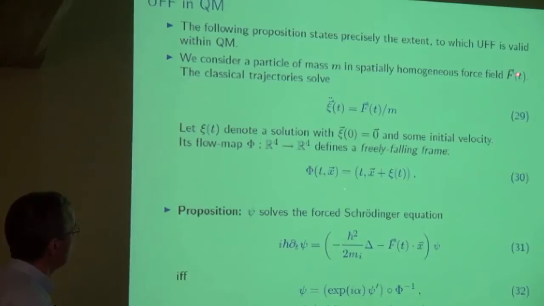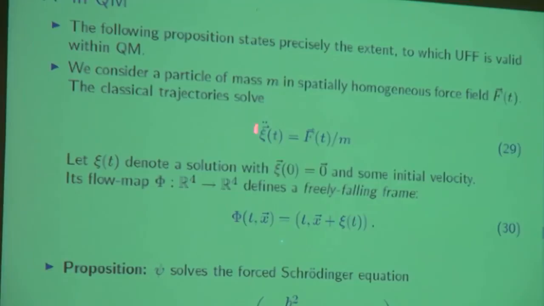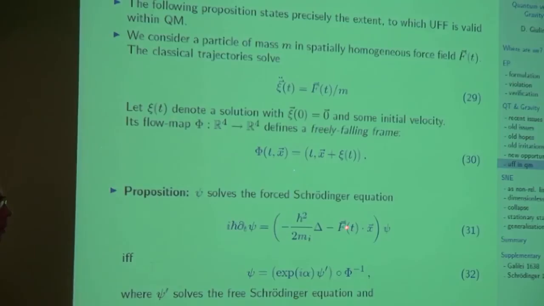So if it's a uniform force field, it only depends on time, but not on space. Then the classical trajectories are solutions to this equation. This is just Newton's equation of motion: acceleration equals force divided by mass. Now this can be solved. You can solve for the trajectories of the classical falling sort of dust, if you like. And now you can make the following statement. Psi solves the Schrödinger equation with force fields if and only if another function solves the Schrödinger equation without force field.